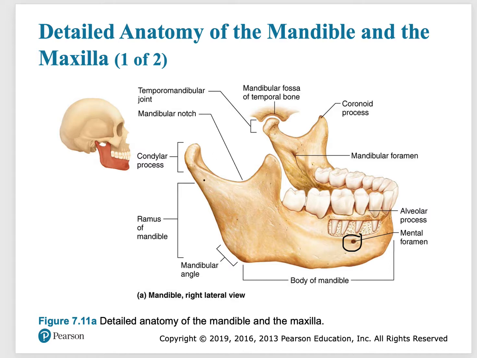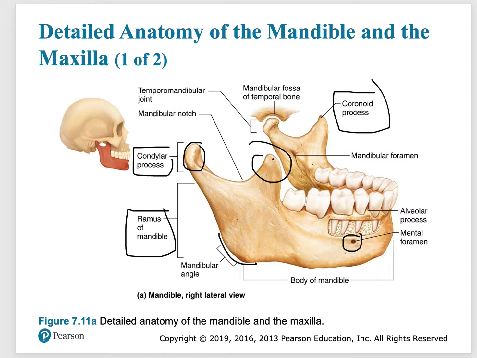So we have different parts of the mandible that articulate with the bones of the skull. So we have a condylar process, and a process is something that sticks out. We have the ramus of the mandible, just kind of the edge right here. We have the mandibular angle. We have the body. And then we have a coronoid process more anteriorly. Okay, so condylar process is more posterior and the coronoid process is more anterior.